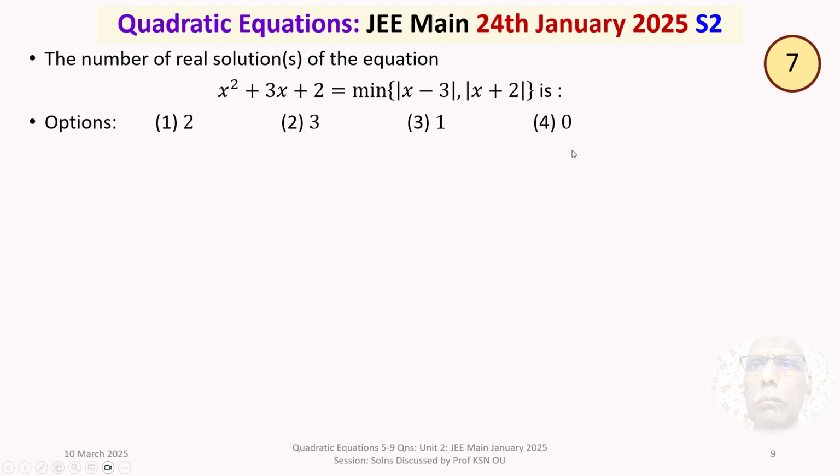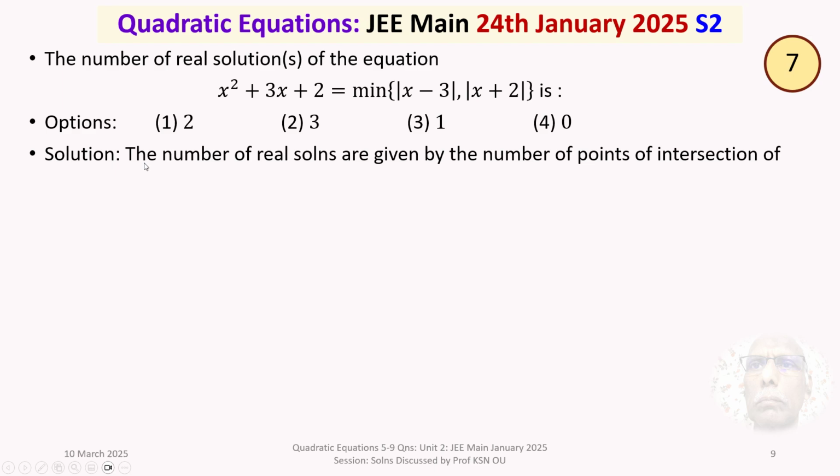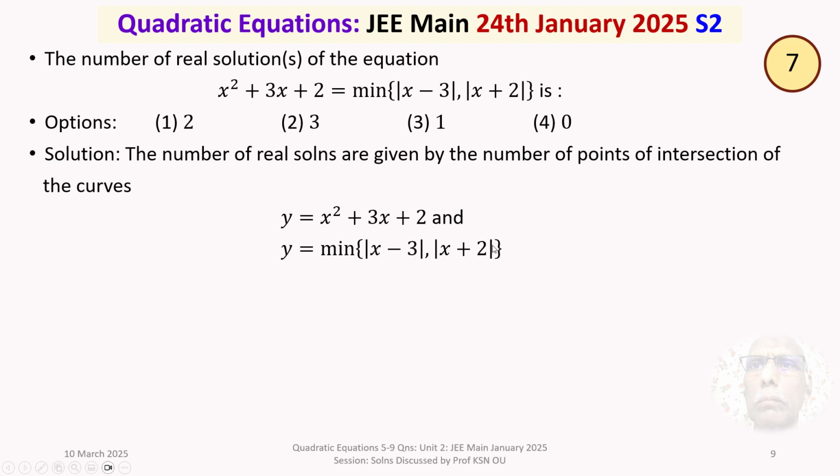Options are here. And to work out such a problem, we adopt the following strategy. The number of real solutions is given by the number of points of intersection of 2 curves. The first curve is y is equal to x square plus 3x plus 2, which is a parabola. And the other is y is equal to minimum of mod of x minus 3, comma, mod of x plus 2. Working out this problem algebraically will lead to so many cases and it will be difficult in the examination. Therefore, we do it by geometry.